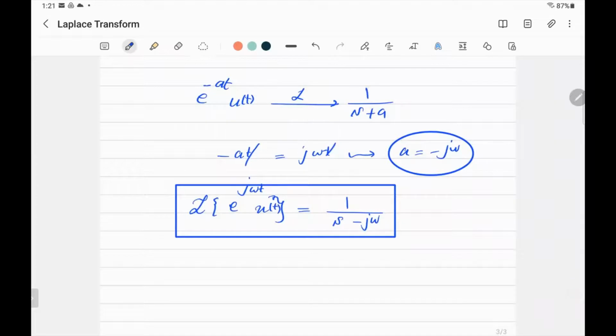Why do integration? Don't do integration except if you don't have something in the table. And the table has many entries, like the Fourier transform table.